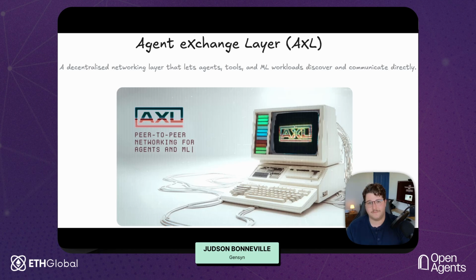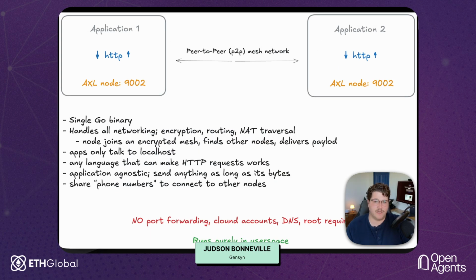Let's get started. So what is the agent exchange layer? It's a peer-to-peer mesh network. It's a single Go binary, and it handles all the networking. So message routing, encrypted messages of any kind, as long as it's bytes. And NAT traversal. These nodes join a bootstrap network, and then if one of these nodes were to expose a public key, other nodes can connect to that node, deliver payloads, send and receive, post, and use different tools like MCP and agent-to-agent.